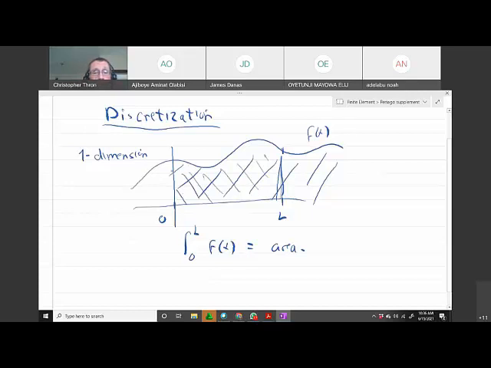Now, what you typically do to evaluate this numerically, as a process of discretization, is take regular steps here. This length could be delta, so the length of all these steps is delta. And perhaps the simplest way to do this is to take boxes. I can take these boxes.